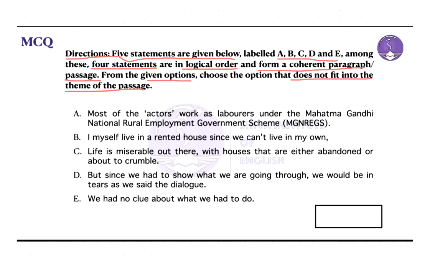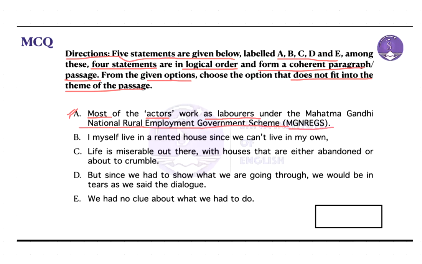So let's go and read all these statements and try to identify how four of the options are different from the fifth one, or how out of these five statements, one is odd from the others. Let's look into the first one. The first one stated: most of the actors work as laborers under the Mahatma Gandhi National Rural Employment Guarantee Scheme, which is known as MGNREGS.